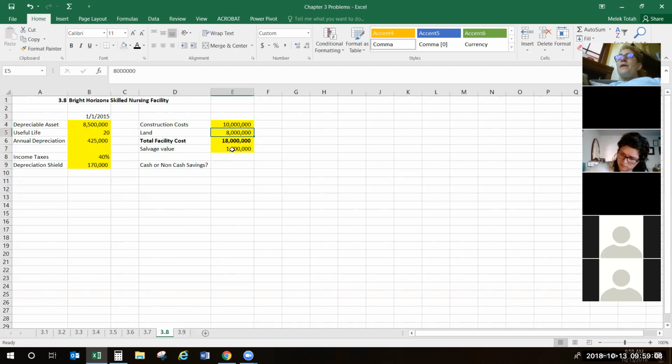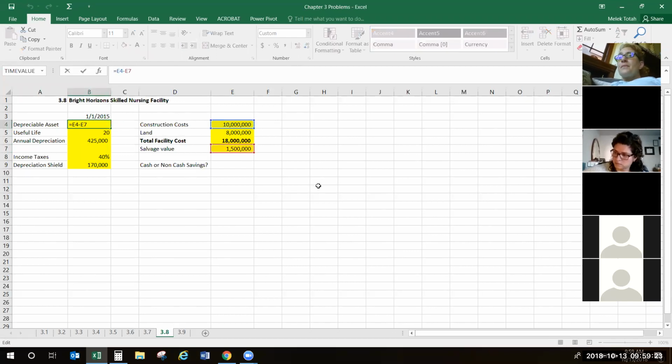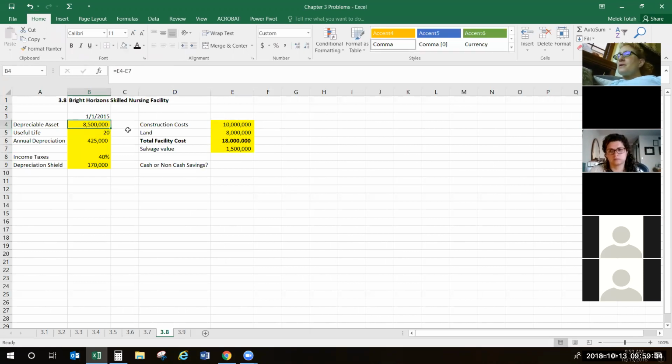Okay. And then I think somebody had pointed out earlier, if we know there's a salvage value on our construction, we have to subtract that as well from our depreciation base. So when we look at our depreciable asset, we're subtracting the salvage value from the construction cost. That's where we start with our depreciation. Does everyone get that?